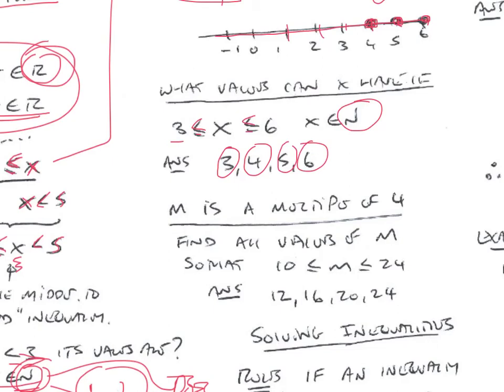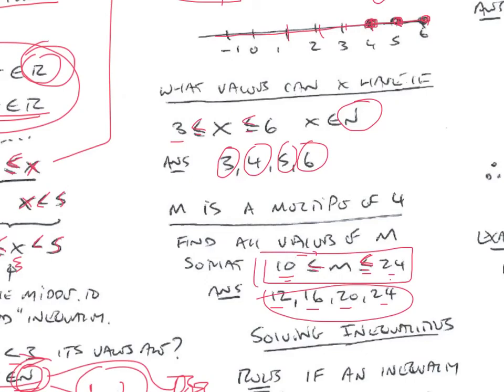Okay, m is a multiple of 4. Find all values of m so that m is greater than or equal to 10, less than or equal to 24. Okay, so m is somewhere between 10 and 24, but the values of m have to be a multiple of 4. So the first one up from 10 is 12, 16, 20, less than or equal to 24. They are the values of m which satisfy this inequality.